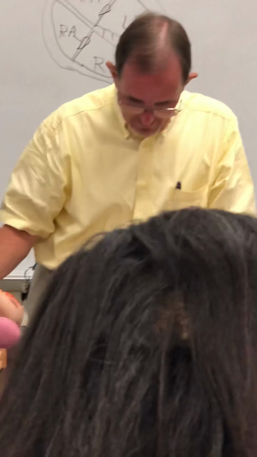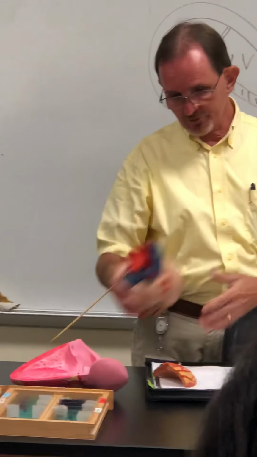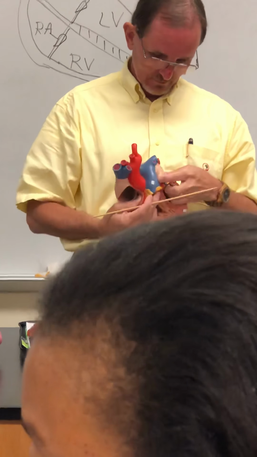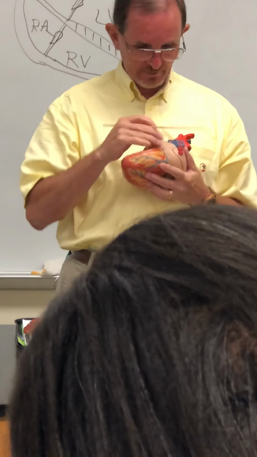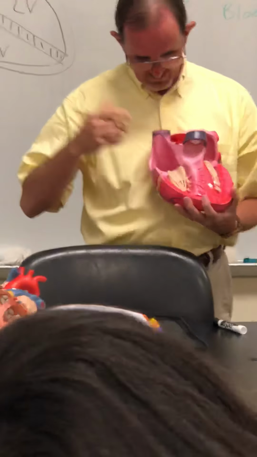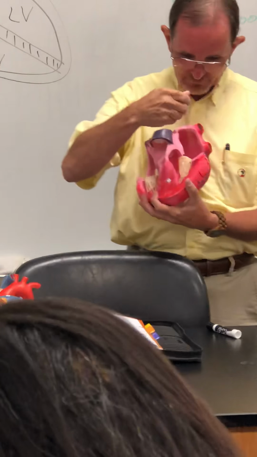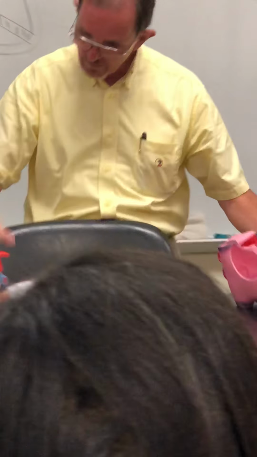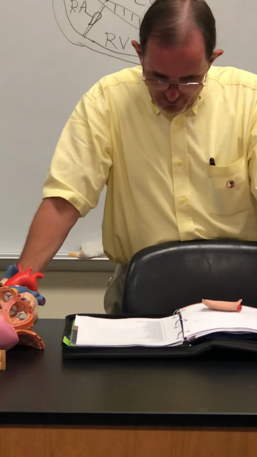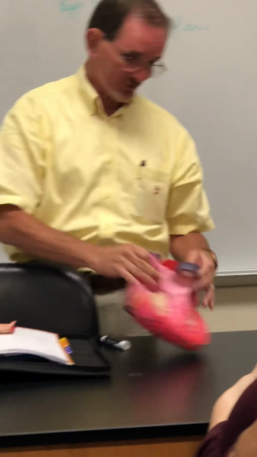Let's see. Right atrium we already did, but I'll do it again. It's this guy right here. Left atrium, I don't think we can get in there on this model. Well, here they are. Right atrium, left atrium. Now, what else do we have? Pulmonary trunk, I've already showed you. Left atrium, already showed you, the one on the left side.